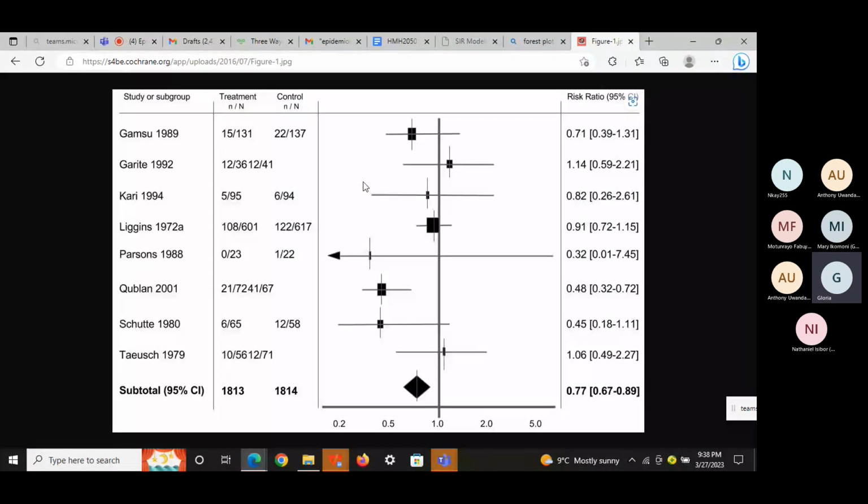All right. So I was saying that the first thing to look at is the line of no effect. Any study that touches this line is not significant. So this one, not significant. This one, not significant. This one is significant. This one is not significant. This one not significant. Not significant. Not significant. You can see that they are all crossing 1.0.